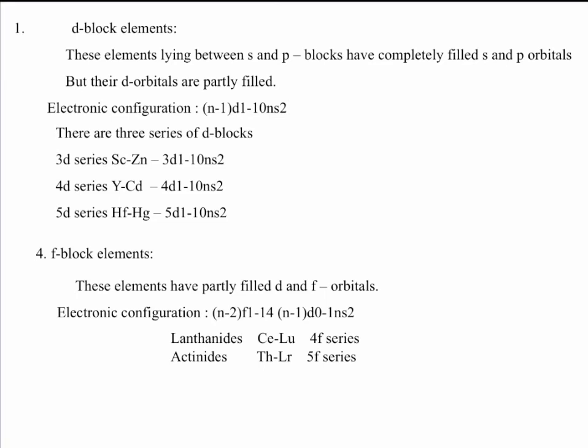Then the fourth one is F block elements. These elements have partly filled D and F orbitals. The electronic configuration is (n-2)f 1 to 14, (n-1)d 0 and 1, ns2. So the lanthanides, that is cerium to lutetium, the 4F series, and the actinides, thorium to lawrencium, the 5F series, are called F block elements.